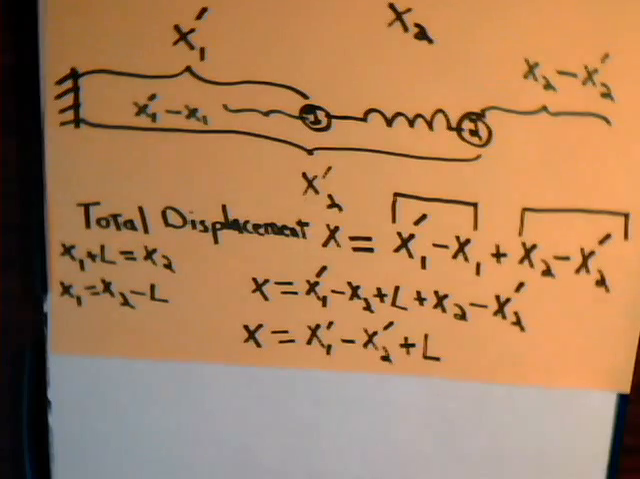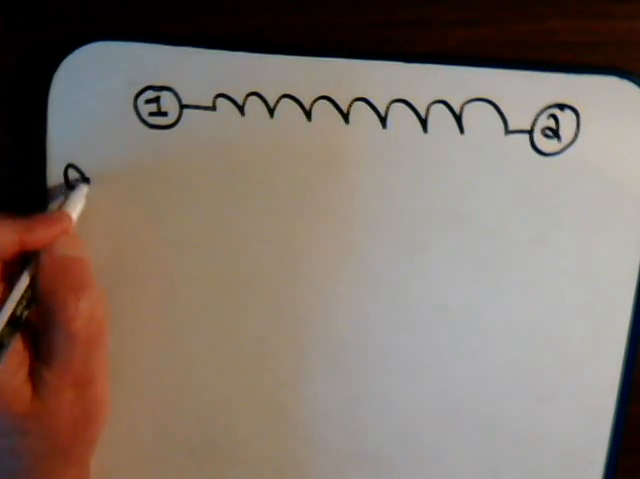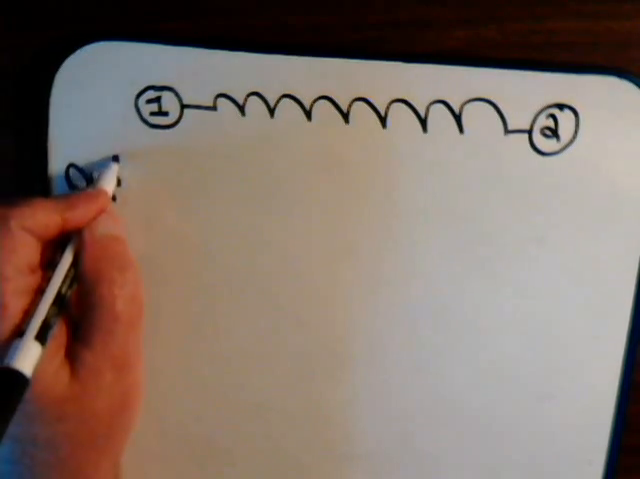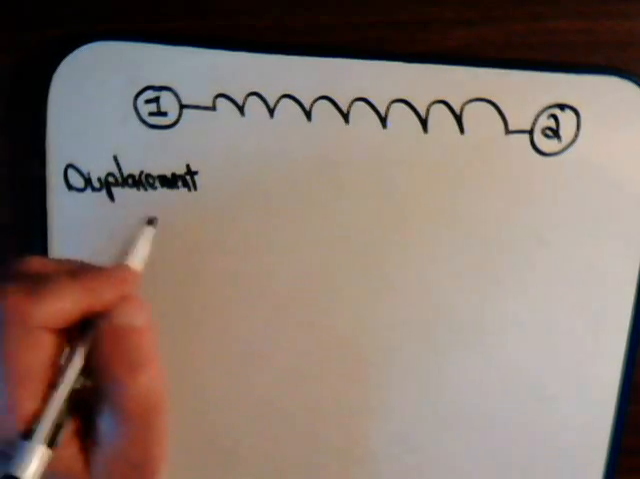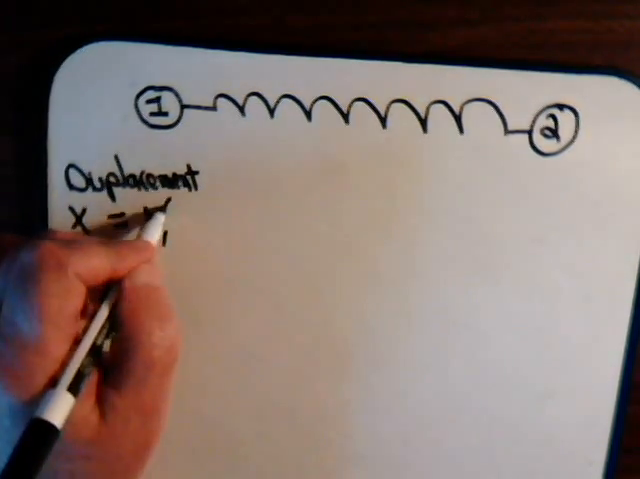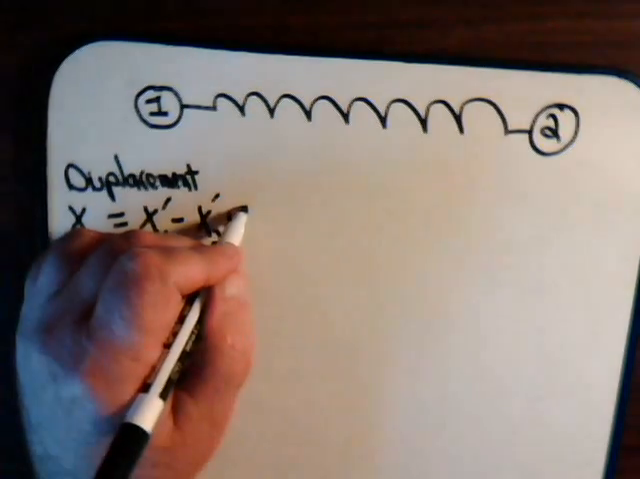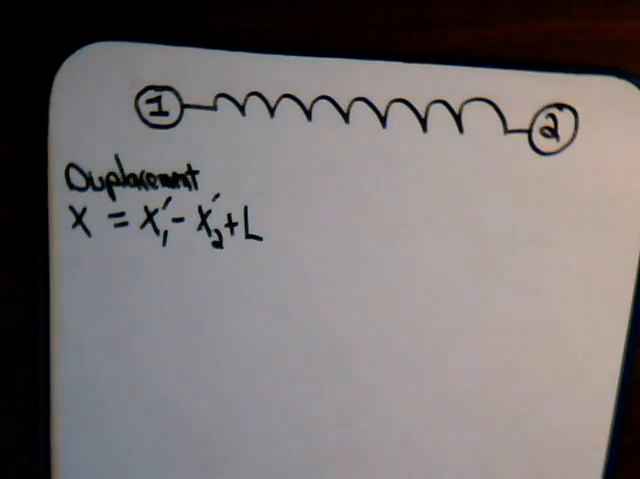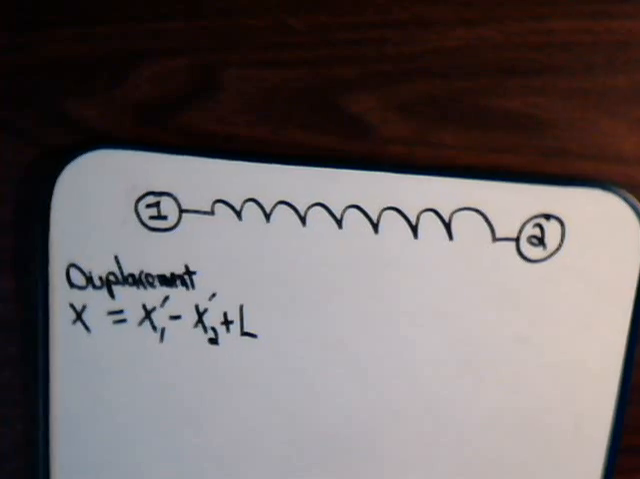Now, let's just write that up here, that spring displacement, which we'll call x, that equals x1 prime minus x2 prime plus L. Okay, so imagine that here the spring is compressed.